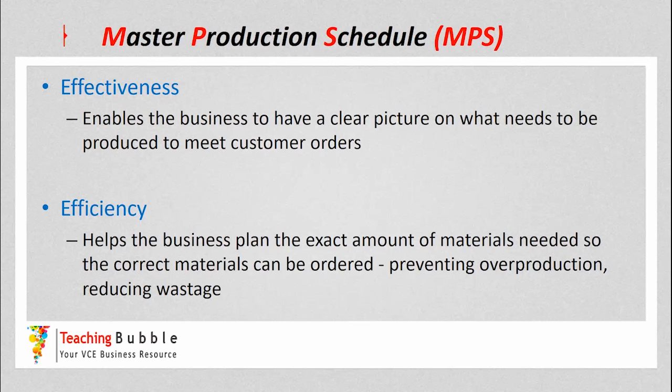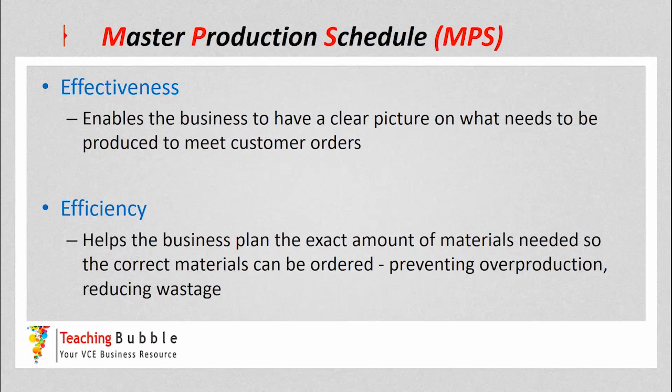And that leads into efficiency. So because the business knows what it needs to produce, it can ensure that it has enough materials for a continuous flow. So therefore there's no stops waiting for materials to arrive. Also, that results in improved productivity. It also ensures that correct materials are on hand, which prevents any over-ordering of materials and therefore overstocking, and also helps prevent overproduction, which reduces wastage.